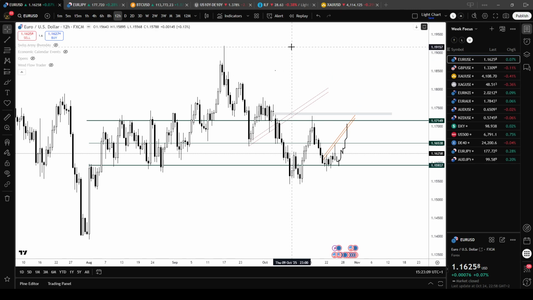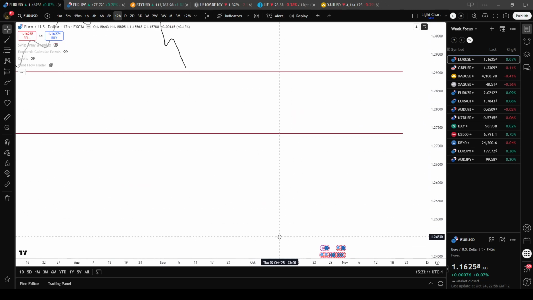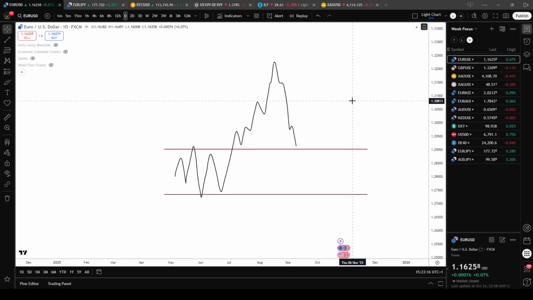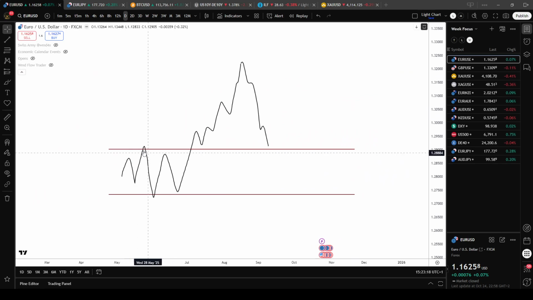Okay, and this is something I want to draw a little bit of theory on. So every single time you have a range and price breaks the range and starts going up, this range is a magnet for price. And you can expect two things when price comes lower into the range.